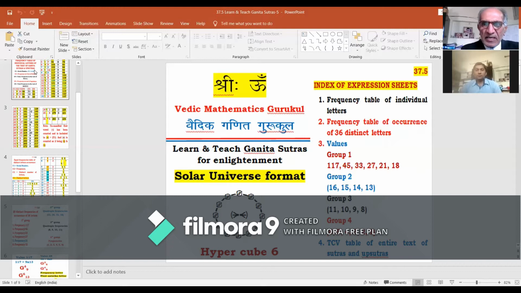These 515 letters are availing 36 distinct letters which are of occurrence frequencies of 20 distinct values, which are grouped as group 1 of values 117, 45, 33, 27, 21, and 18. Group 2 as of values 16, 15, 14, and 13. Group 3 as of values 11, 10, 9, and 8. And group 4 as 6, 5, 4, 3, 2, 1.